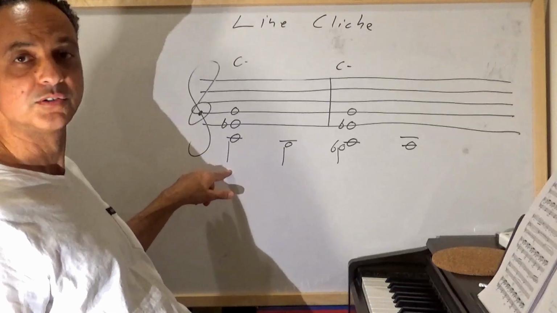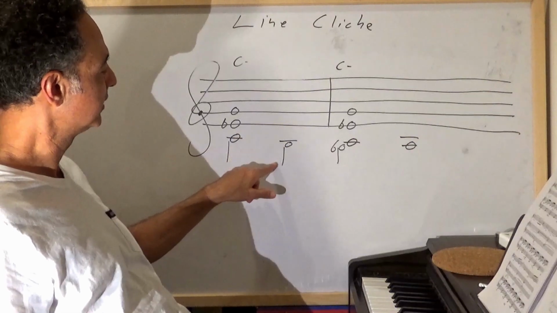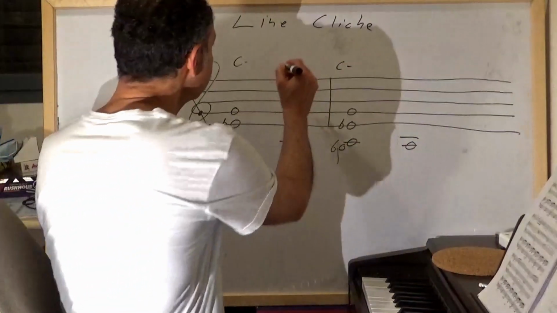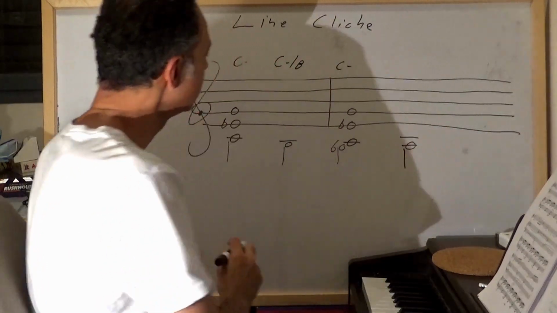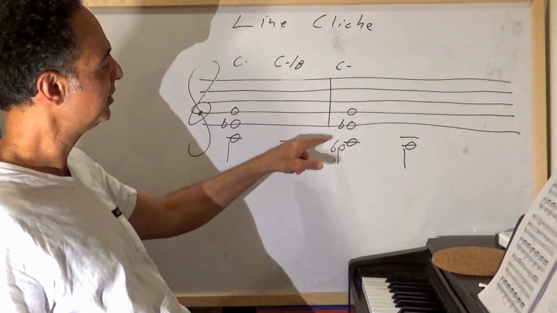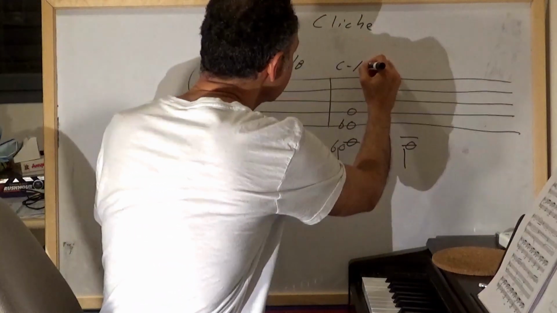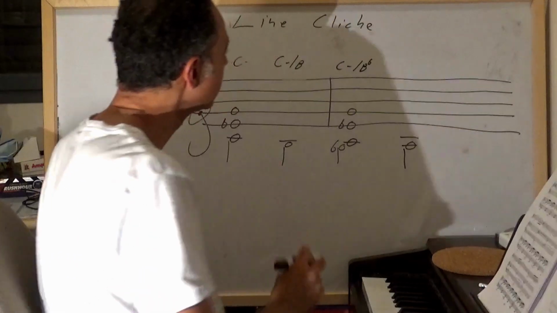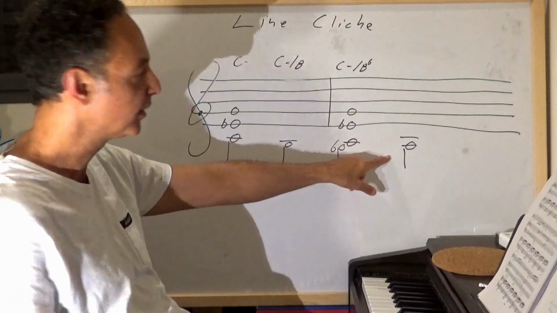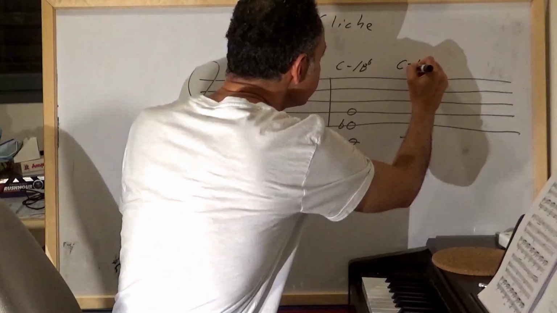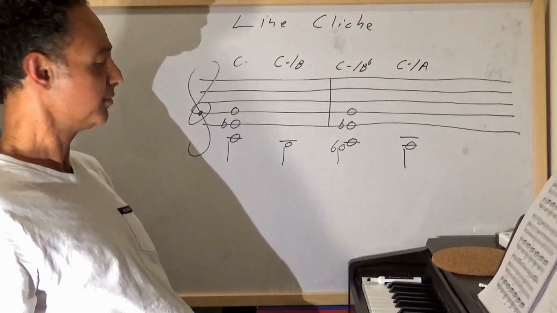We have the C minor chord over here, right? We have the C minor over the note B over here. And here we have the C minor over the note B flat. And here we have the C minor chord over the note A. So this will sound like this.